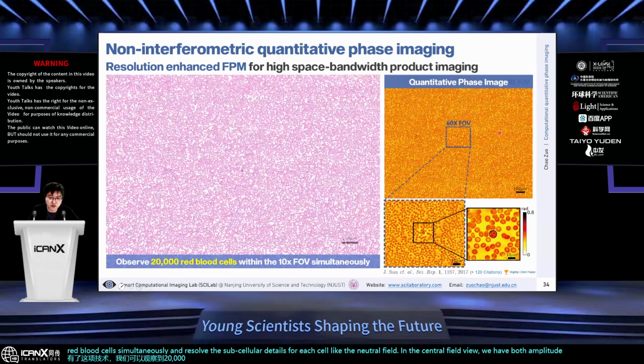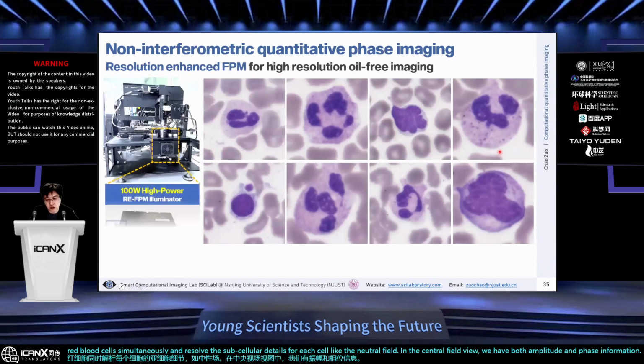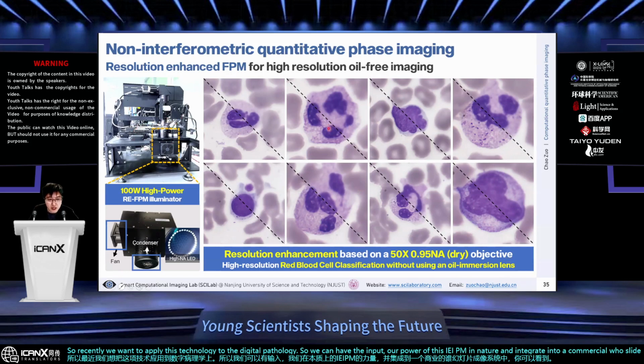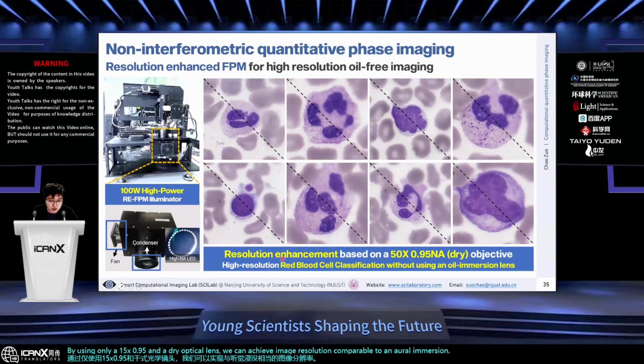So recently, we wanted to apply this technology to digital pathology. We improved the power of this RI-FPM illuminator and integrated it into a conventional whole slide imaging system. You can see that by using only a 15x 0.95 NA dry objective lens, we can achieve image resolution comparable to an oil immersion 100x objective lens. So we apply this technology for red blood cell classification without using any oil immersion lens.